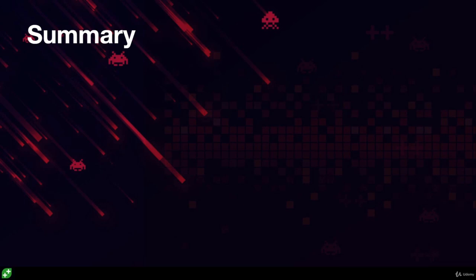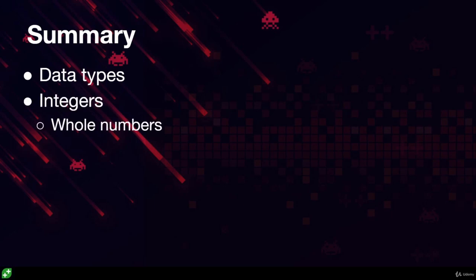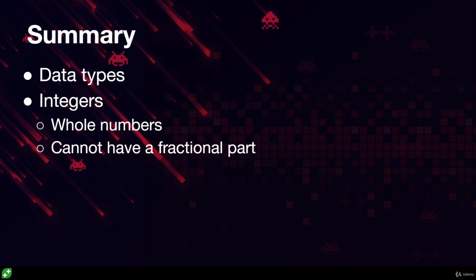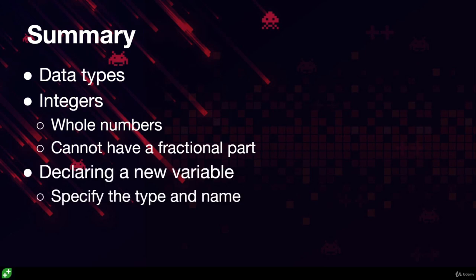Okay, great job. You've now learned that data in C++ has its own type. We've learned that integers are whole numbers and are incapable of storing a fractional part. We learned how to declare a new variable by specifying the type and giving that variable a name, and we learned how to assign a value to that variable using the assignment operator, which looks like the equal sign. Excellent job. We'll learn more about data types as we go along, and we'll see that there are more types than just plain old integers. We'll see you soon.